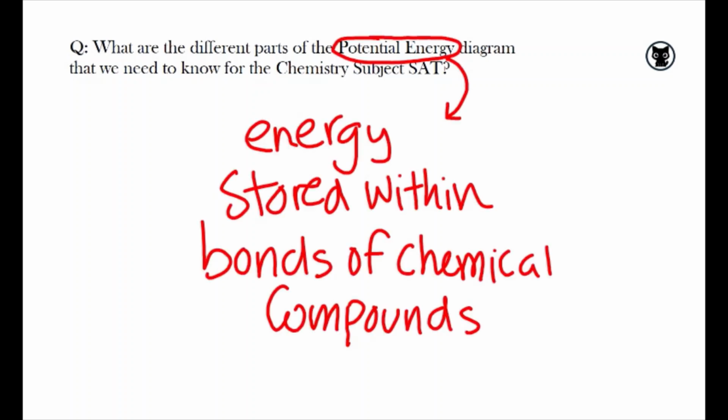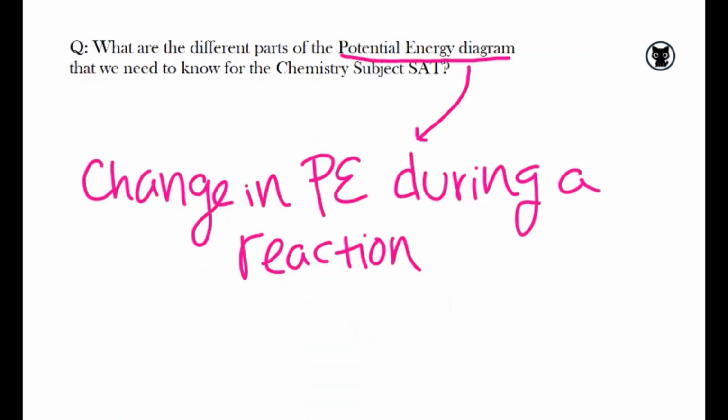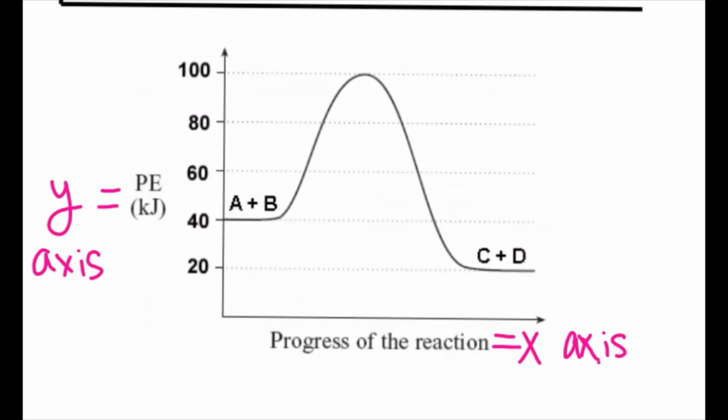Potential energy in this case refers to the energy stored within the bonds of chemical compounds. A potential energy diagram plots the change in potential energy that occurs during a chemical reaction as reactants are converted into products. Therefore, the diagram has the progression of the reaction plotted on the x-axis and the potential energy on the y-axis. But what can this diagram tell us about our reactions?